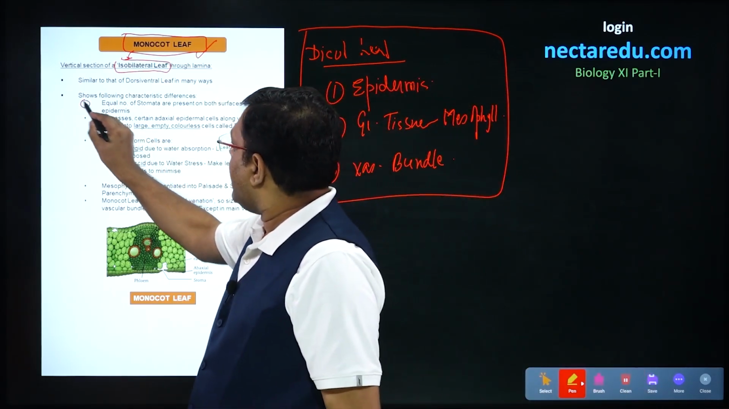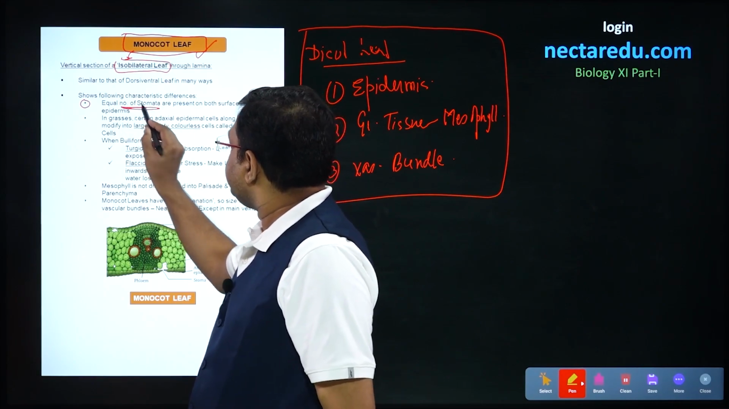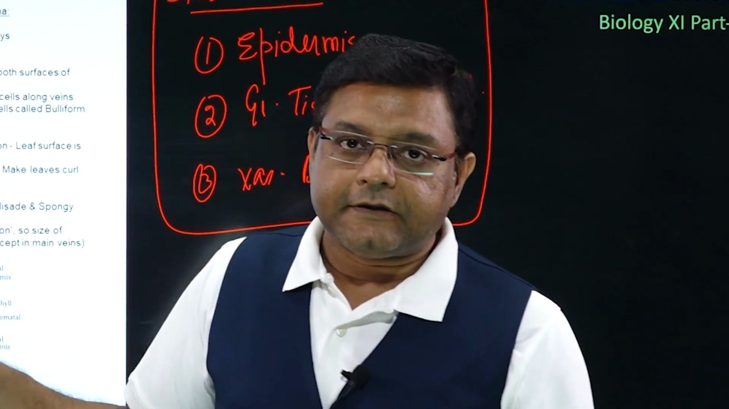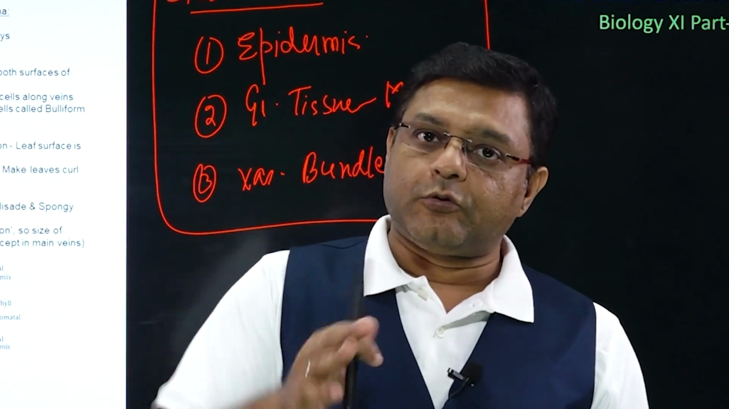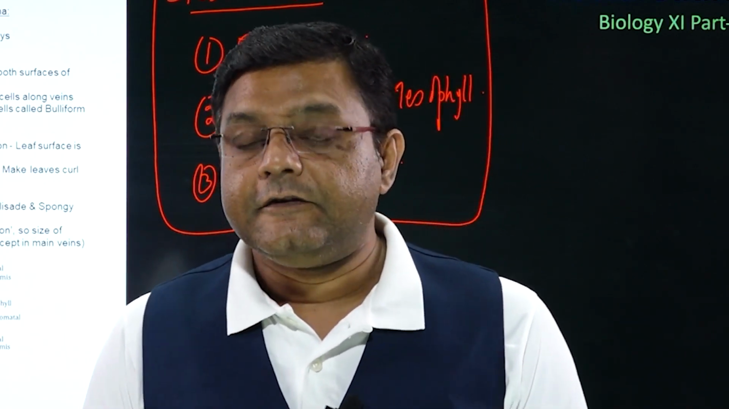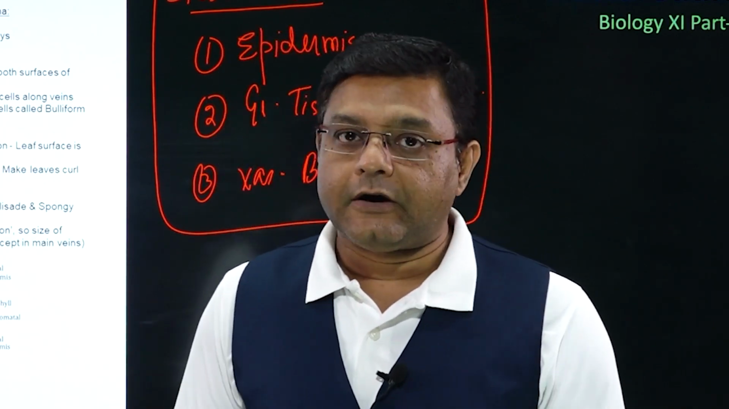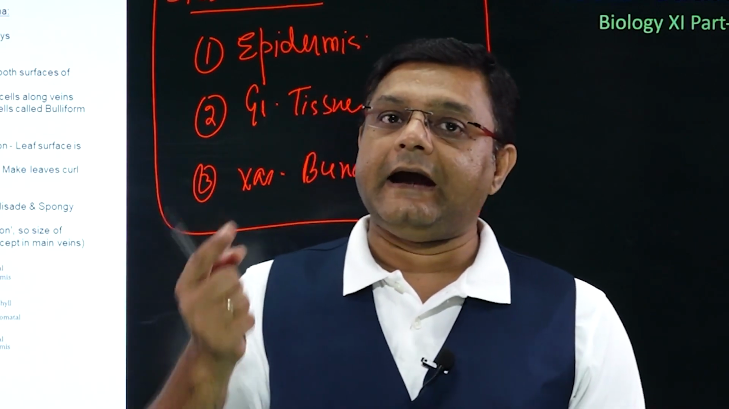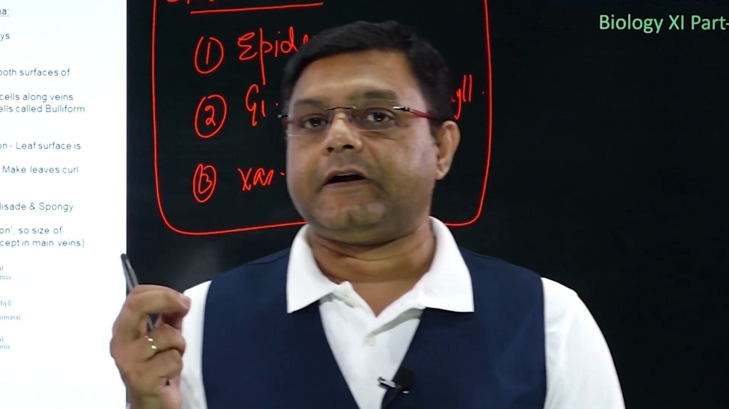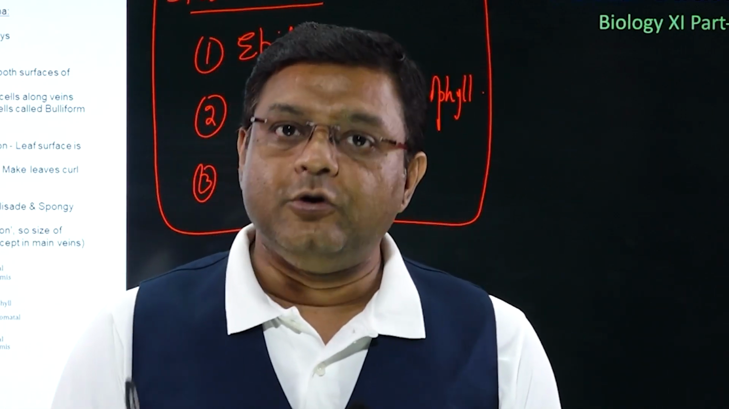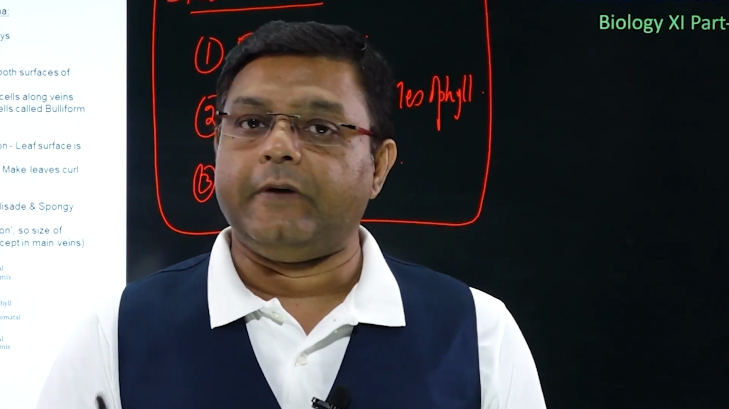Second, if we talk of the number of stomata. In this case, the stomata number is equal on both the surfaces of the leaf, but in the case of dicot leaf, the upper surface had less stomata or stomata were absent, and on the lower surface the number of stomata was more.